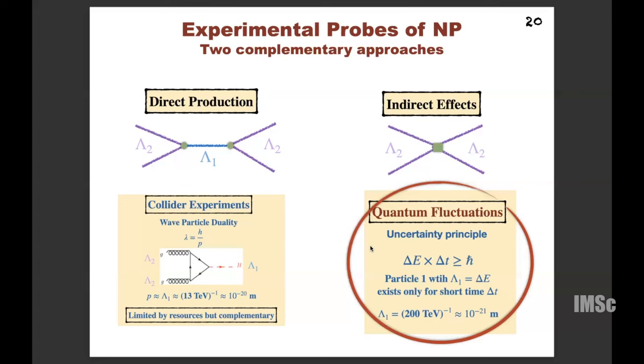Just one comment. If it has some interaction, let's say it has charge, it is charged and long-lived, then the LHC can see it. There will be a track that is just going through and getting detected.